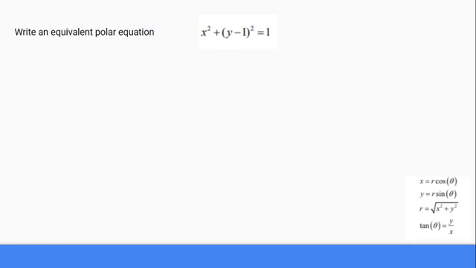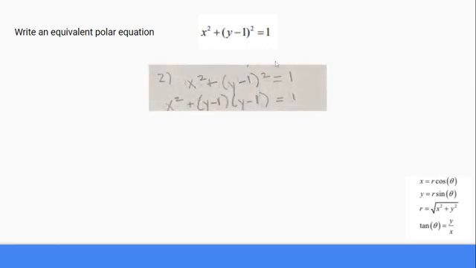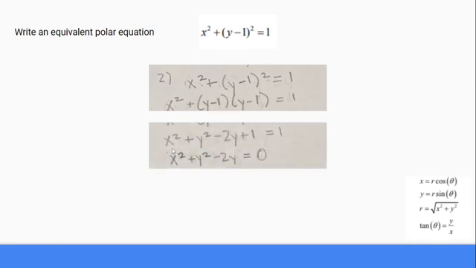And next we want to find an equivalent polar equation for x squared plus (y minus 1) squared equals 1. The first thing you want to do is expand (y minus 1) squared. When you do that, you end up with x squared plus y squared minus 2y plus 1 equals 1. And so you're going to subtract 1 from both sides, and that'll leave you with x squared plus y squared minus 2y equals 0.